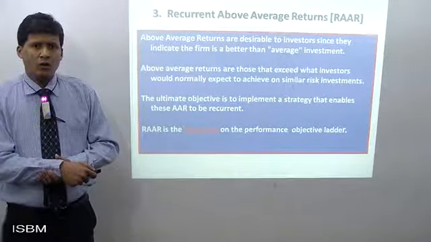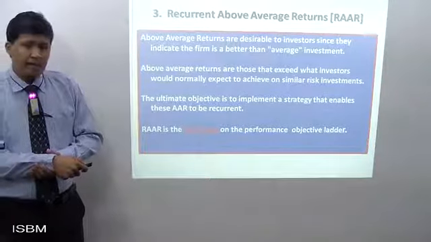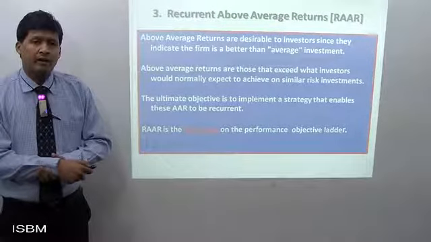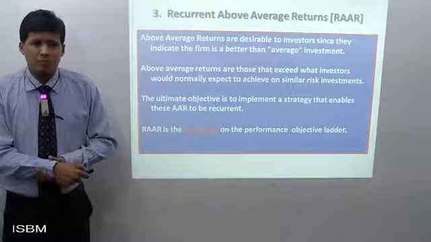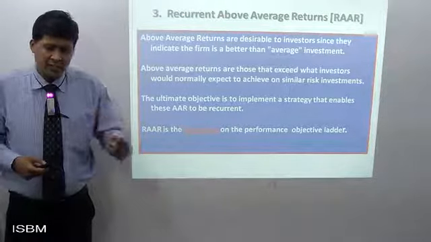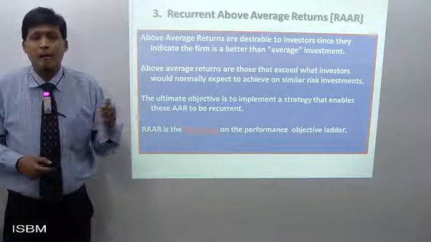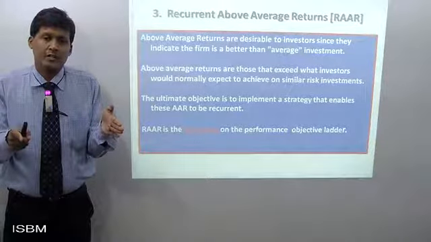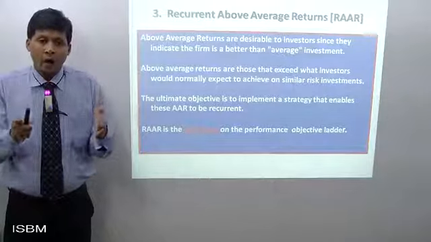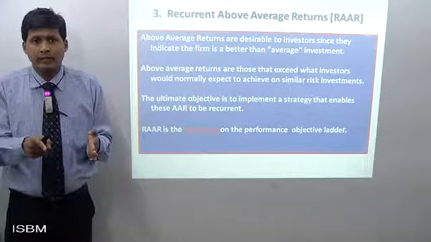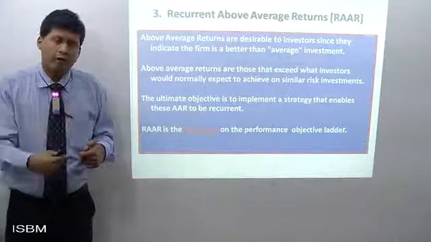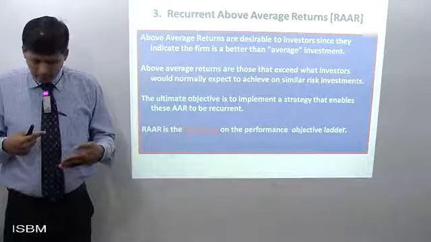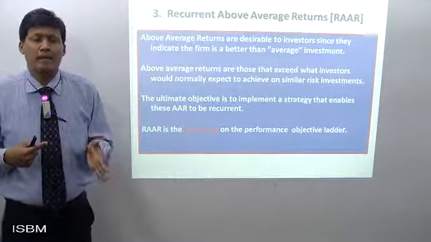The ultimate objective is to implement a strategy that enables these RAR to be recurrent. So the objective is how we can sustain this RAR scale, or recurrent above average returns, over a longer period of time. That includes your investment in R&D. That includes how much technological progress you are making, so that you constantly evolve, innovate, and give better products to your customer. It also means that your database management system is good.